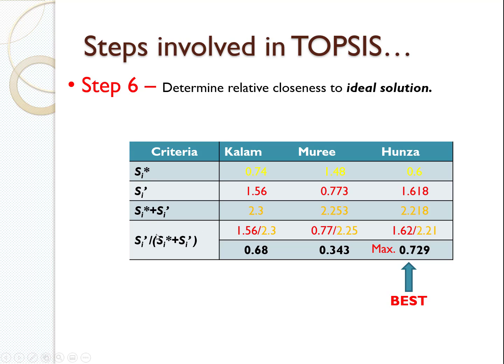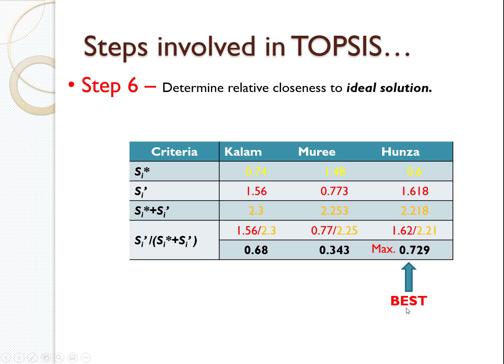And this is the formula: S_i minus, the negative ideal solution, divided by the sum of the positive and negative ideal solutions. So when you do this, 1.56 divided by the sum of this and this. 0.77, the negative ideal, divided by the sum of this and this. And 1.618 divided by the sum of the ideal and negative ideal solution. The value which you get with the highest score will be considered the best one.